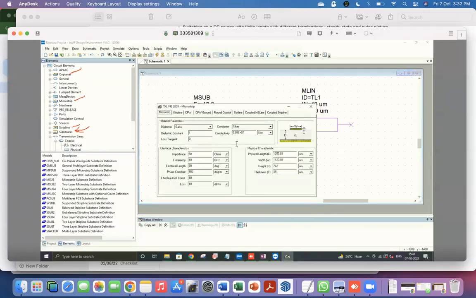I'm going back to the TX line to basically get a reference for a model. I'm going to use a dielectric constant of 6.